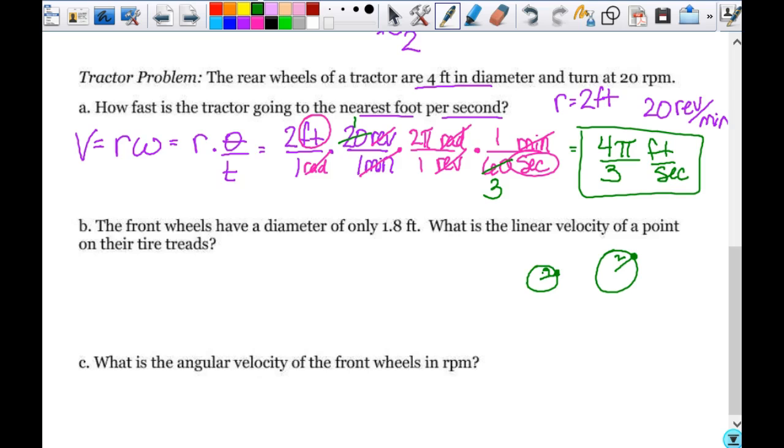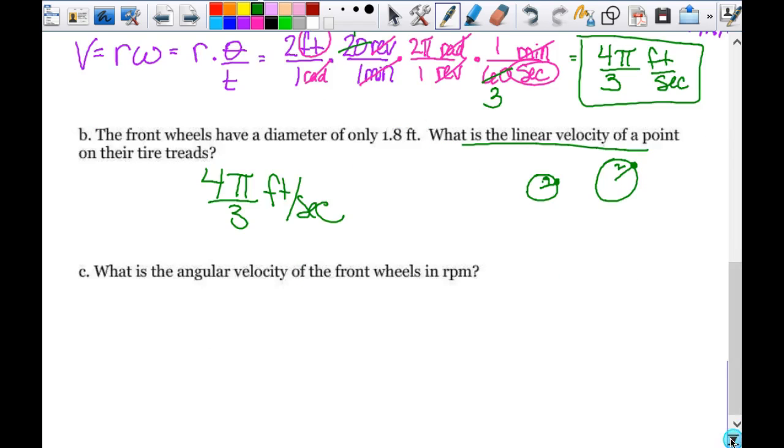The point out here, linear velocity. How are these two linear velocities related? They're the same. Don't the tires cover the same amount of ground in the same amount of time? Otherwise, the tires are not going to keep up with each other. They have different angular velocities, same linear velocity. So when it says, what is the linear velocity? Well, it is what we have right there. It is 4 pi over 3 feet per second. Everybody good with that?